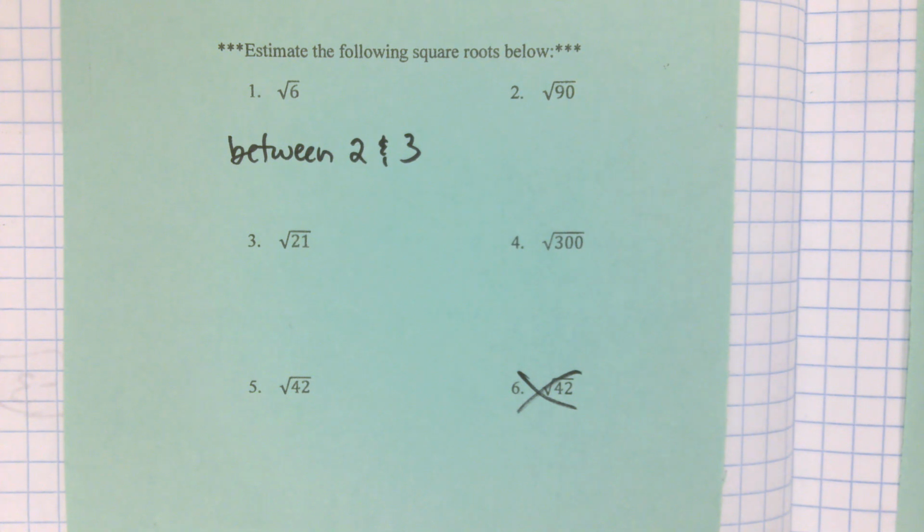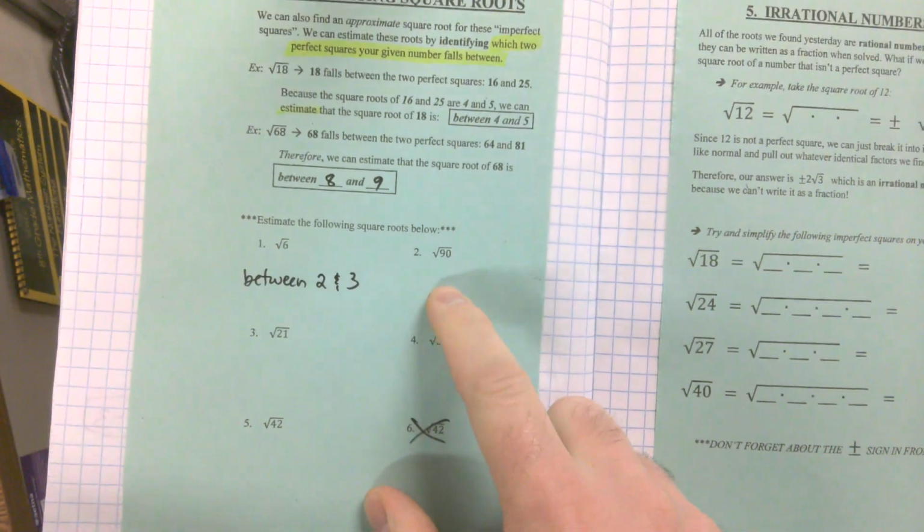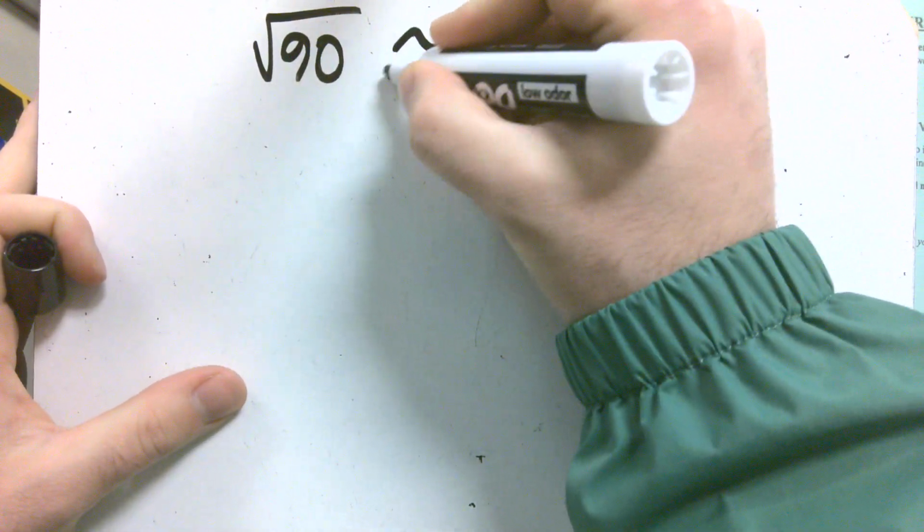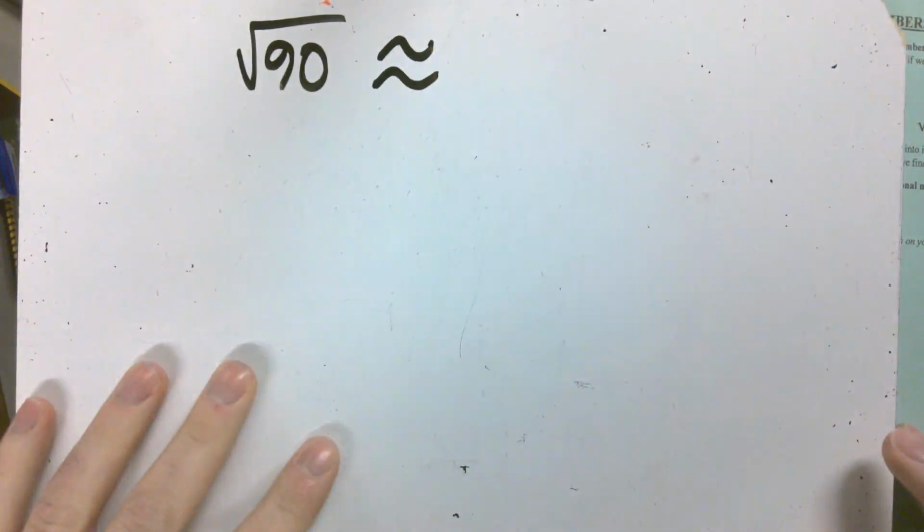So let me show you this in a different way. This might help clear up some confusion, okay? So let's come back together for a second. Let's take a look at number 2. Number 2 is asking for what the square root of 90 is. Now 90 is not a perfect square. We're looking for the square root of 90, what it's approximately equal to.